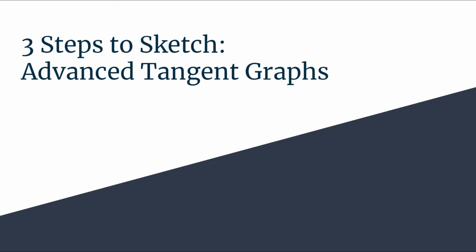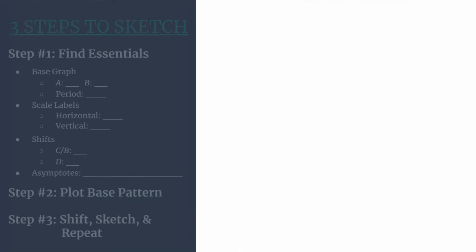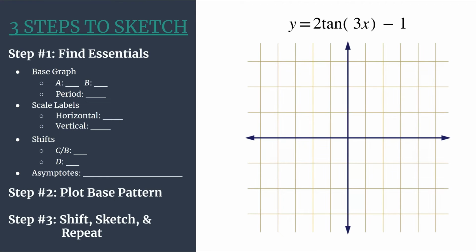In this video, we'll use the advanced 3 steps to sketch method to get a good sketch of a shifted tangent graph, y equals 2 tangent of 3x minus 1. So here's our outline and a reminder of our equation with a grid. And the first thing we should notice about this equation is that we do have a vertical shift. That's this minus 1.